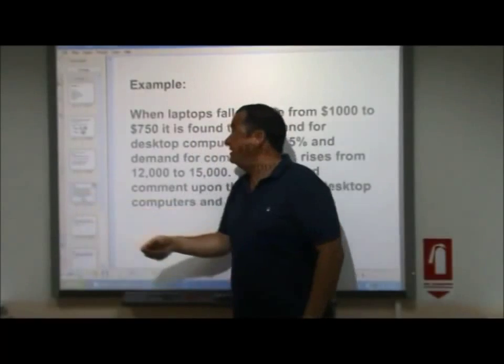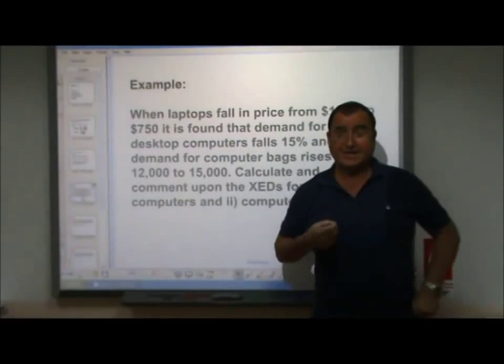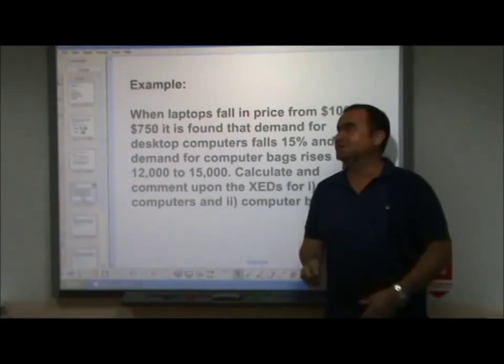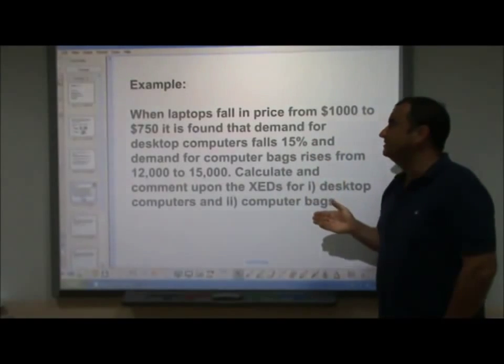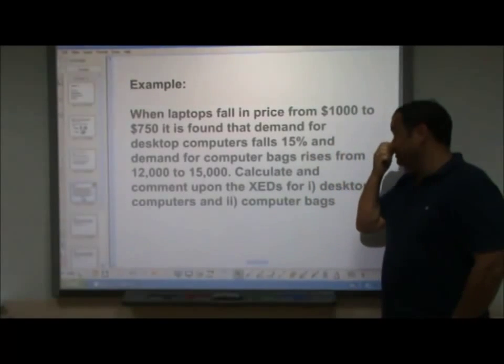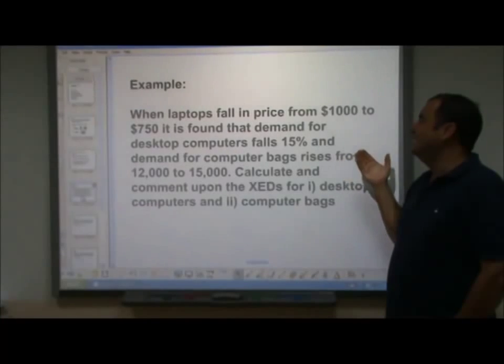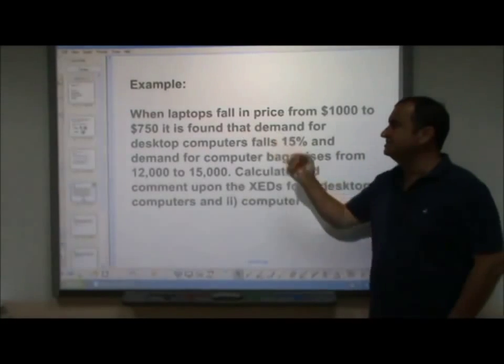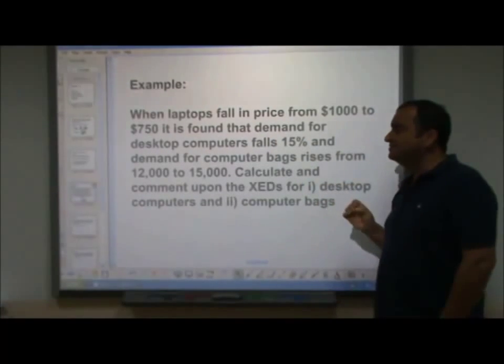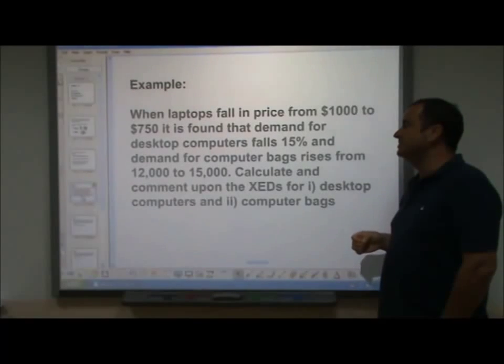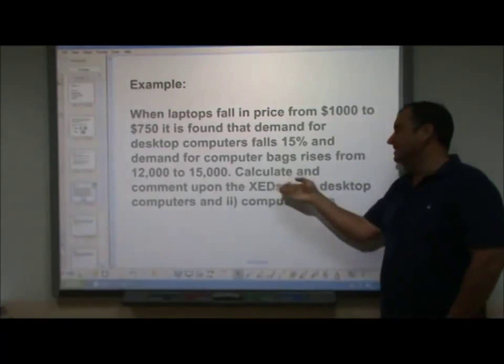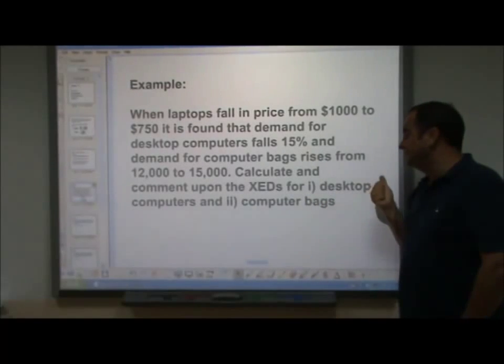Okay, so there we are. Now, let's take an example question then. In fact, there's two questions within this question. When laptop computers fall in price from $1,000 to $750, it's found that demand for desktop computers falls 15% and demand for computer bags rises from 12 to 15,000. So calculate and comment upon the XEDs for these two goods, desktop computers and computer bags.